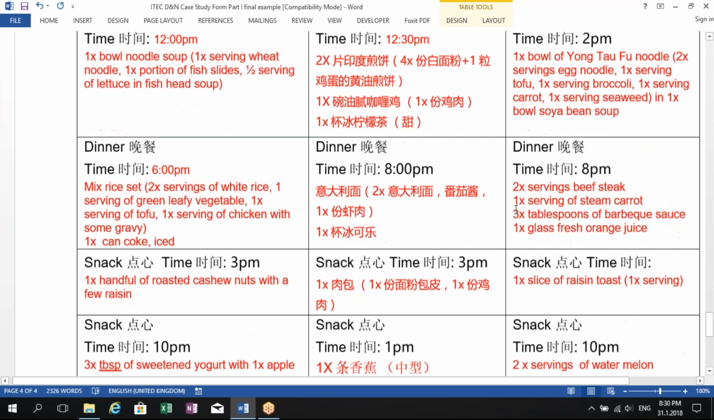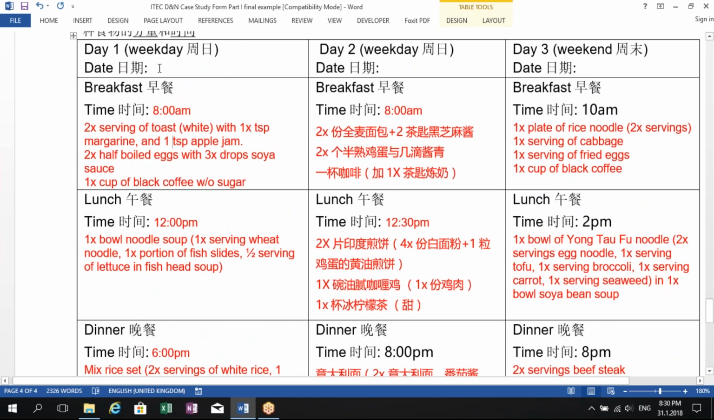Okay? So remember, must have the date. Date must be written. It has to be 2 weekdays and 1 weekend. Then the student says, in my case, I forget what I have eaten for the last 3 days. Then I said, then you do it for the next 3 days. No need to recall one month. You ask them to do the next 3 days. What they eat, just record the subsequent days.